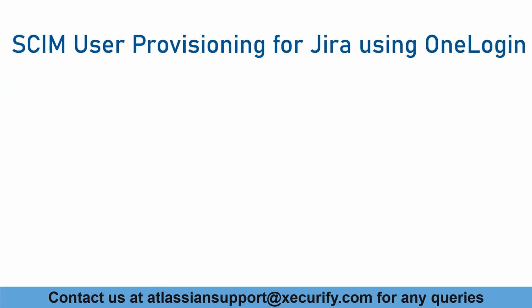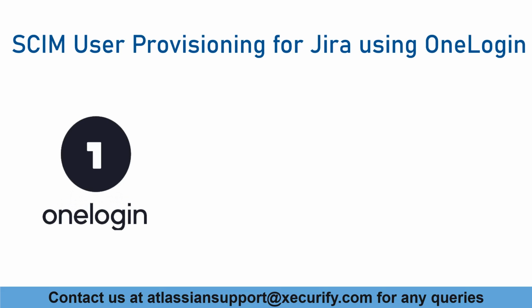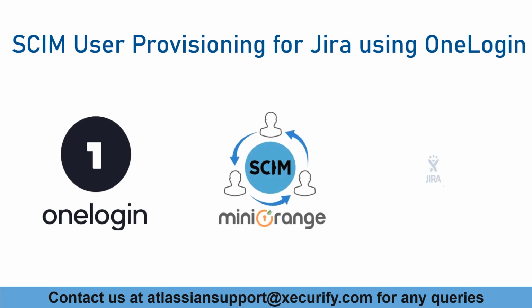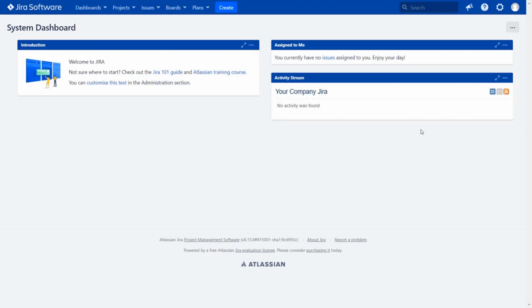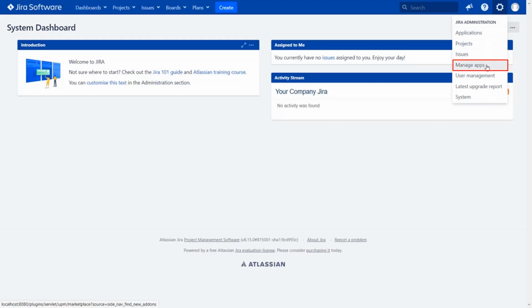So, in this video we will show you how to use OneLogin as provider to allow SCIM provisioning in Jira. Go to the Jira dashboard. Click on Setting icon on the top right corner, and select Manage Apps option.